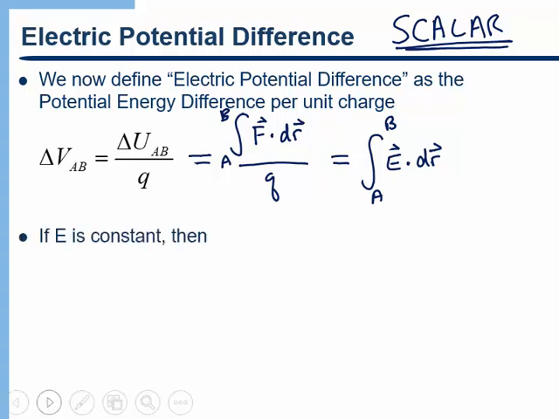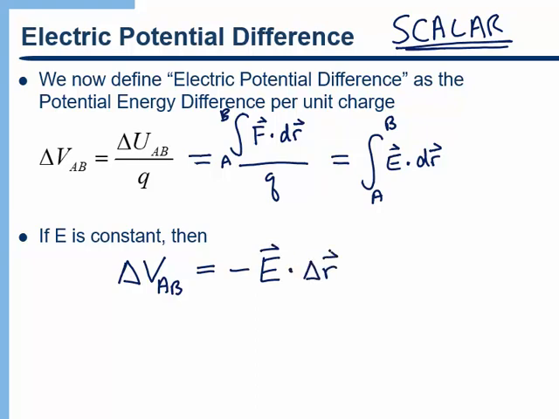If the electric field is constant, then as usual, we don't have to do the integral, and we can just say the electric potential difference from point A to point B in the field is just minus E dot delta r. Okay, so that usual equivalence. And of course, to actually calculate that, I just take the magnitude of E, the magnitude of delta r, and multiply by the cosine of the angle between them.